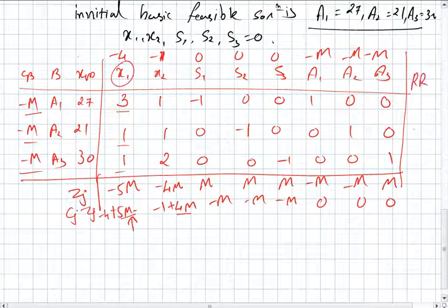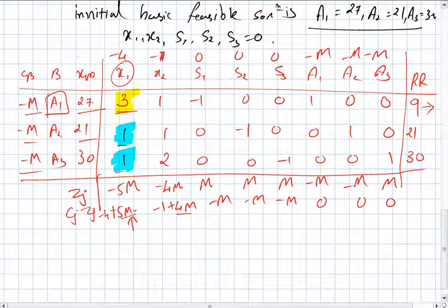Now we have to evaluate which variable will leave the basis. For that we evaluate the replacement ratio: 27 by 3 is 9, 21 by 1 is 21, 30 by 1 is 30. So the minimum value is 9, so the corresponding variable a1 will leave the basis. So we have this as the key element, and these entries we have to make 0.